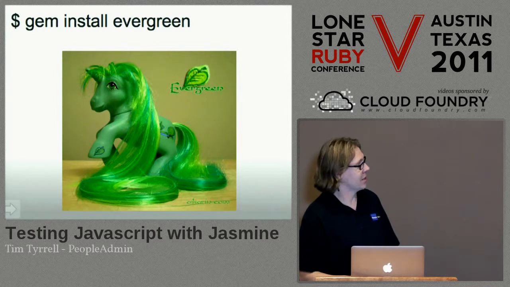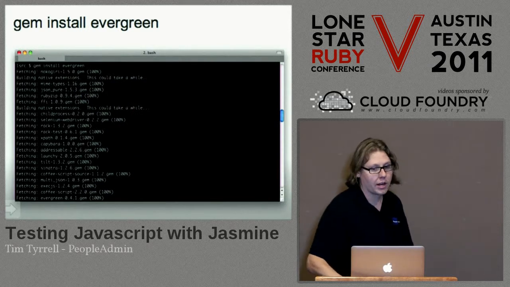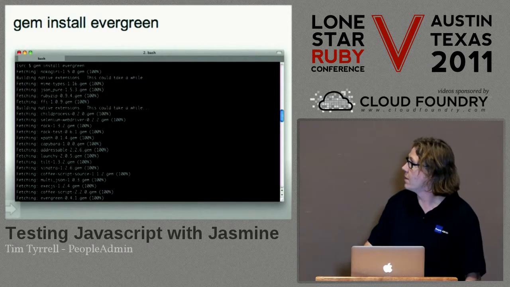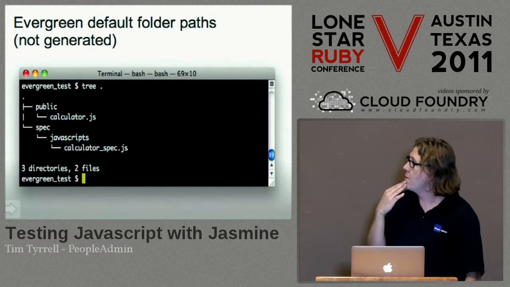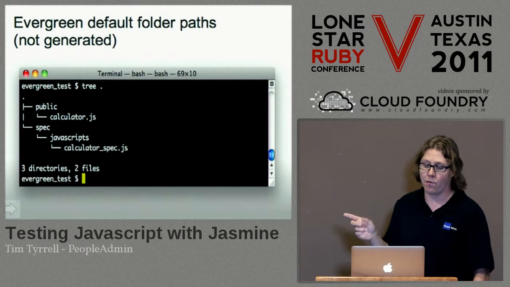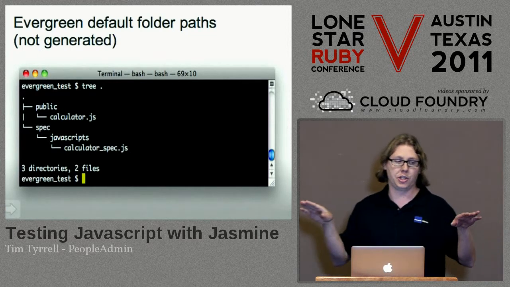It's a My Little Pony, obviously. Gem install Evergreen. It's going to install a bunch of stuff. So now we have the default folder path. Okay, this is not generated for you. You create this.